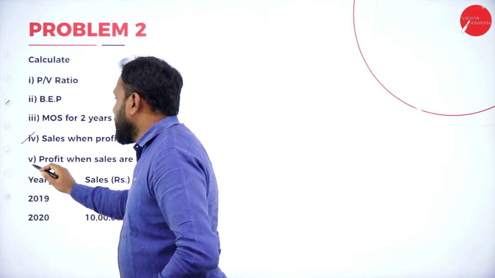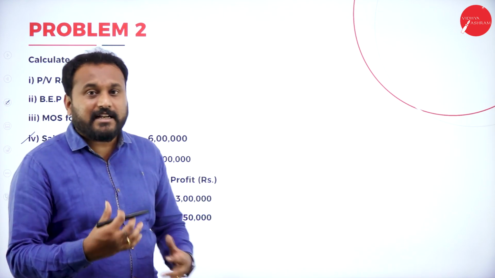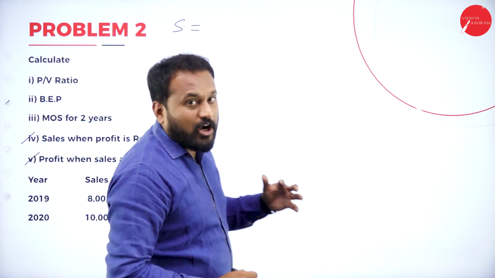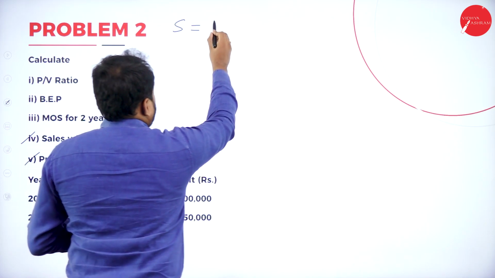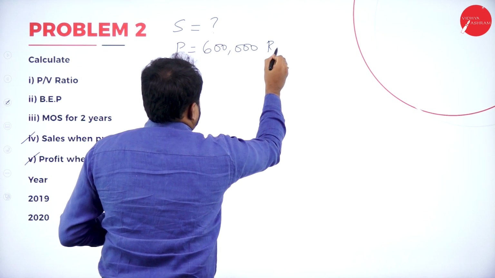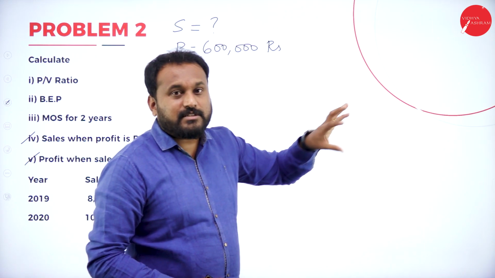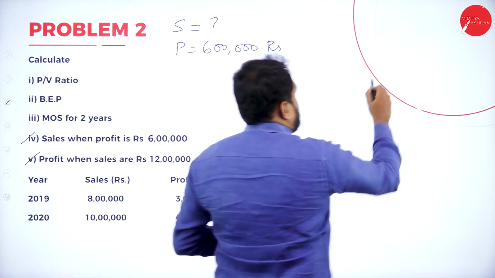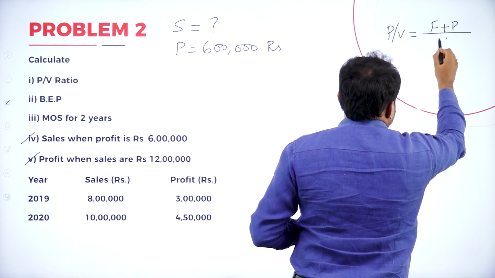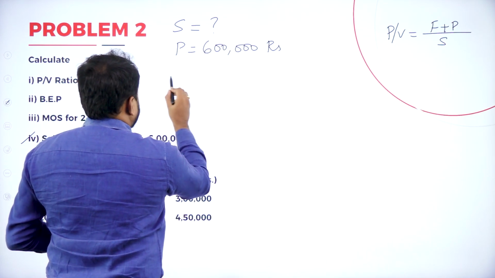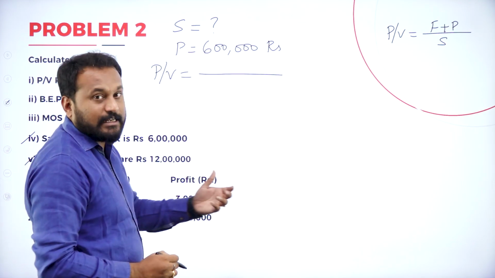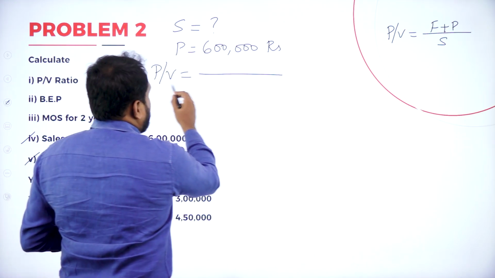What exactly is the question asking for? Sales is the first one, and profit is the second one. The first question is sales when profit is rupees 6,00,000. Sales we don't know, but profit is 6,00,000 rupees. So we need to find sales. I told you about this universal formula, that is PV is equal to F plus P divided by S. Fixed cost we know, since we have already calculated it.